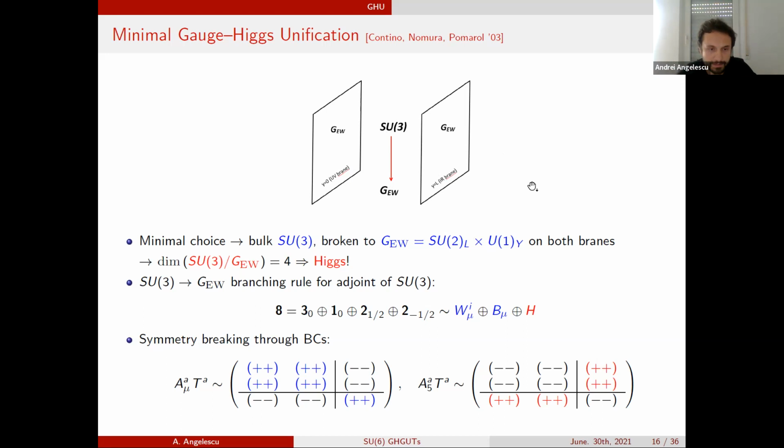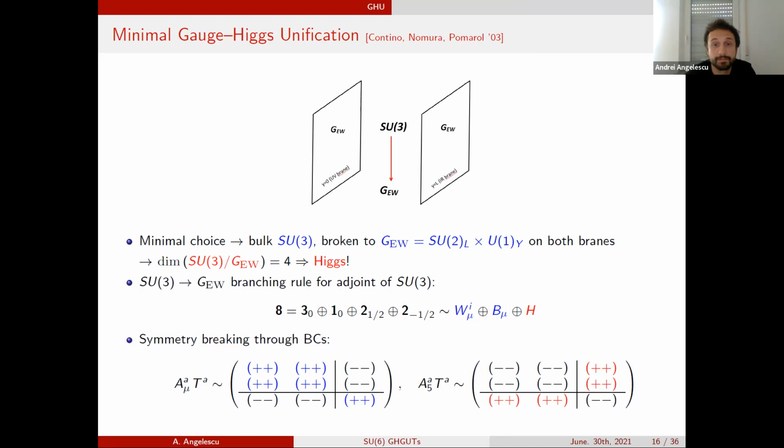A nice way to visualize these boundary conditions is to write down the full gauge field like this. Here you can see that the plus-pluses correspond to the four electroweak standard model gauge fields in the boundary conditions of A_mu, and the boundary conditions of A_5 are just obtained by flipping the boundary conditions of A_mu. You can see that the Higgs lives here in this coset, so that's a nice pictorial representation of all this.